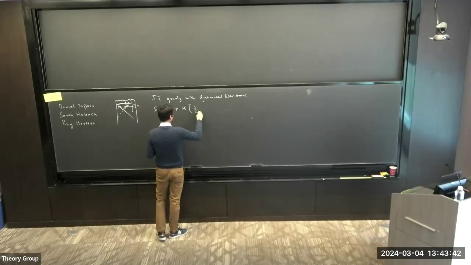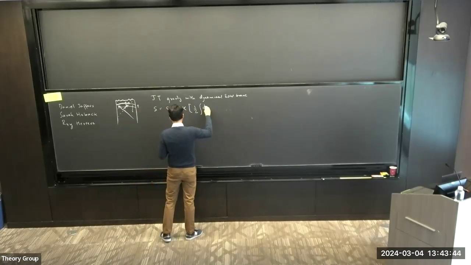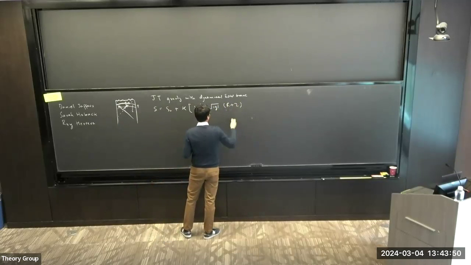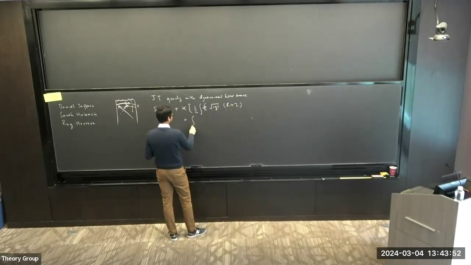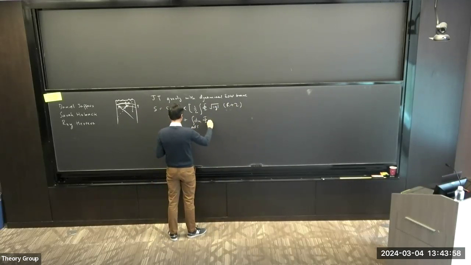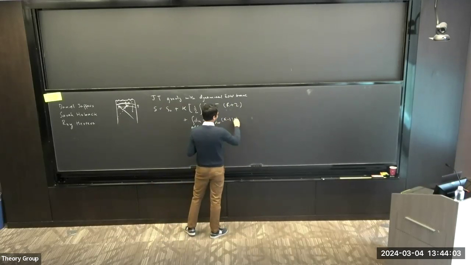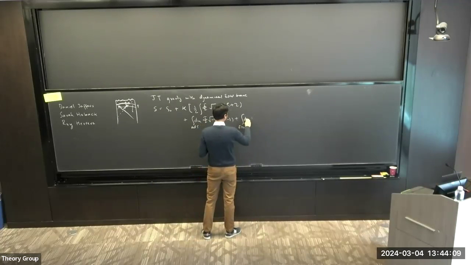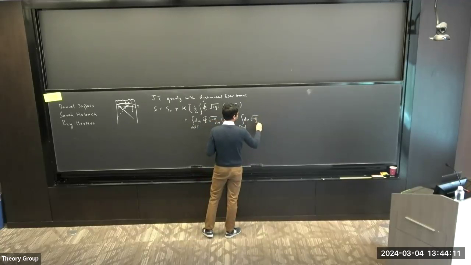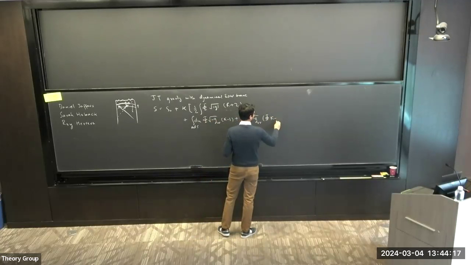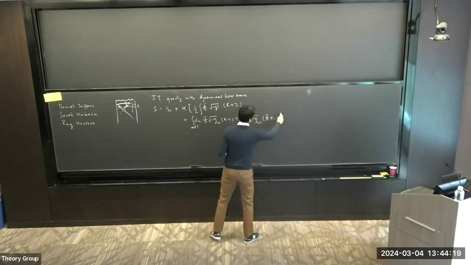So the action has the usual JT term, phi is the dilaton. Plus we have the contribution from the boundary of AdS. And then we have some contribution from the end of the world brane. U and V are affine parameters in the boundary and at the brane.